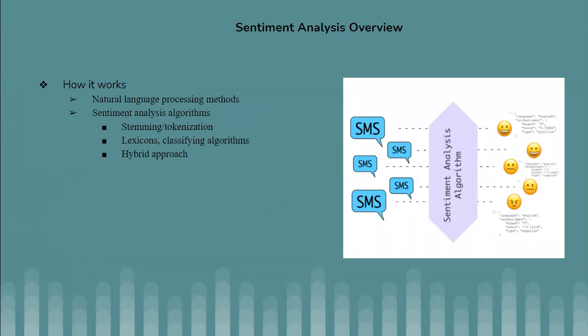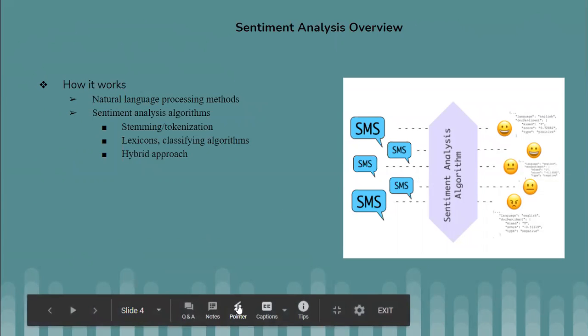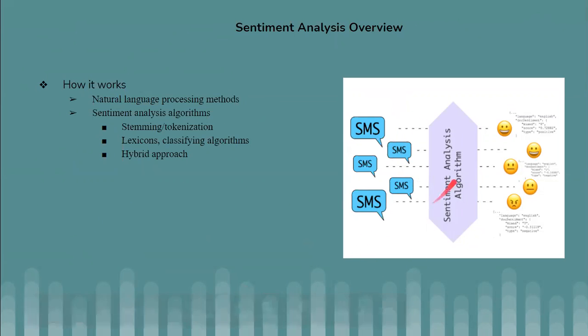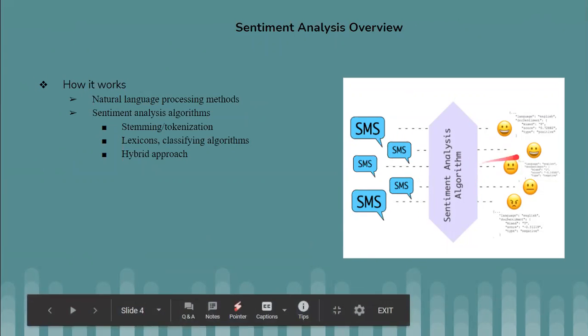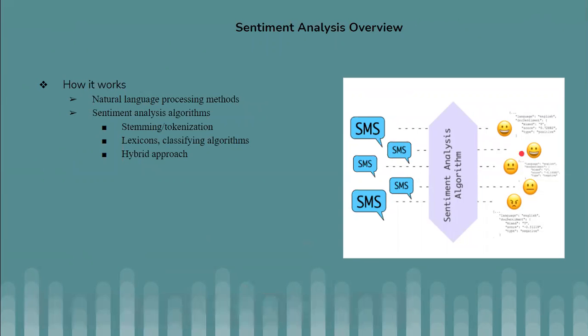How it works: it uses two methods, which are the natural language processing method and the sentiment analysis algorithm, which consists of stemming, tokenization, lexicons, or classifying algorithms such as the naive Bayes classifying algorithm, or a hybrid approach, which is a mix of them both together. And the way it works, a basic overview, if you look here, you take the data, and then you pass it through the algorithm, and then it outputs the different types of polarity or the emotion that's associated with that data.